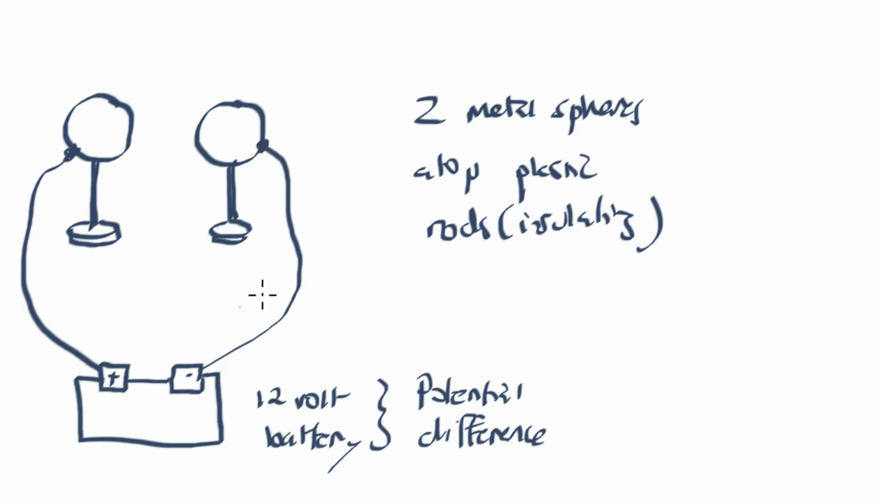So what happens, he says, when you do this, the positive charge, the positive electricity, is going to move from the positive terminal of the battery and build up on this metal sphere. So this sphere will become positively charged. And likewise, the negative electricity flows from this terminal and builds up on this sphere. That's how he's considering this.